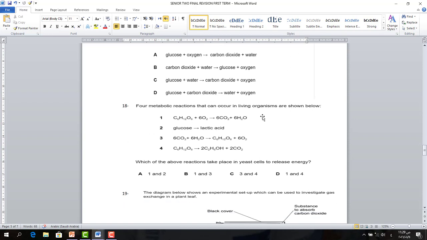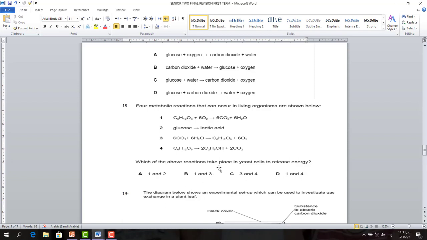Four metabolic reactions that can occur in living organisms. C6H12O6 represents glucose, oxygen means aerobic, producing carbon dioxide and water, so the first equation represents aerobic respiration. Glucose produces lactic acid, so glucose to lactic acid is anaerobic. Carbon dioxide and water, this is the photosynthesis process. Glucose produces C2H5OH and carbon dioxide. This is alcoholic fermentation. So we have lactic acid fermentation, alcoholic fermentation, the photosynthesis process, and aerobic respiration.